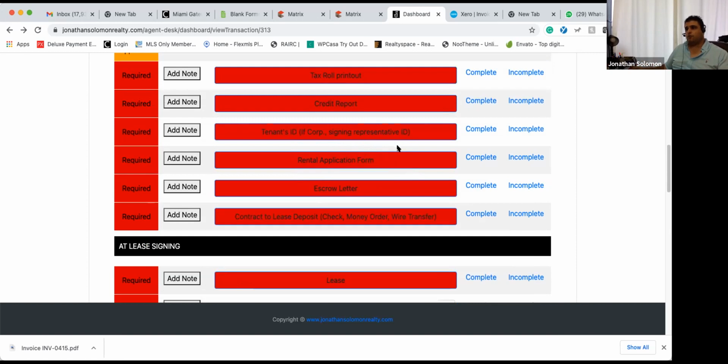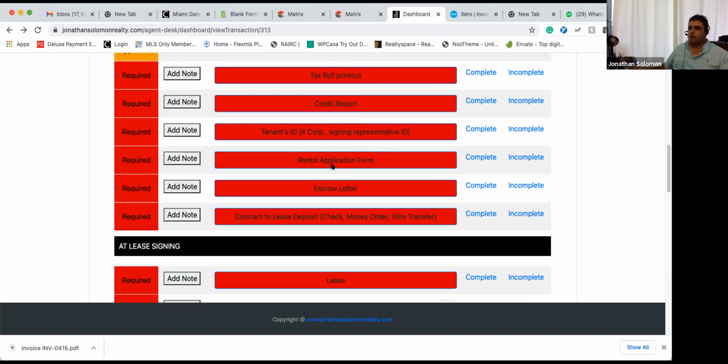That's different from a credit score, which is just a number. The credit report gives us all the details about the tenant: unpaid bills, paid bills, consistency, and so on and so on. The tenant's ID, we need to know who this tenant is. The ID will tell us his legal name, which will also help us later on to prepare his documents. But in this case, it's very, very important to have his ID to know who he is.